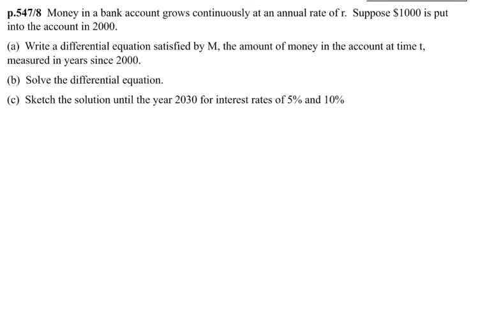We're going to look at problem number 8 on page 547. In this problem, we're talking about money in a bank account, and it's growing at an interest rate of R. We're told that we're going to start with $1,000 in the year 2000. So let's just start with part A.